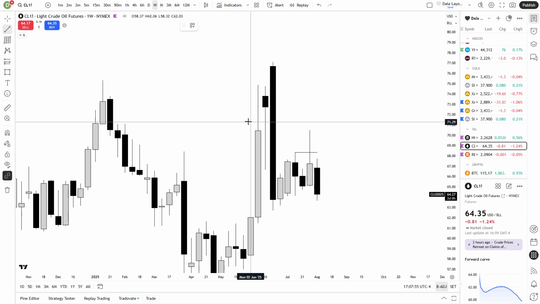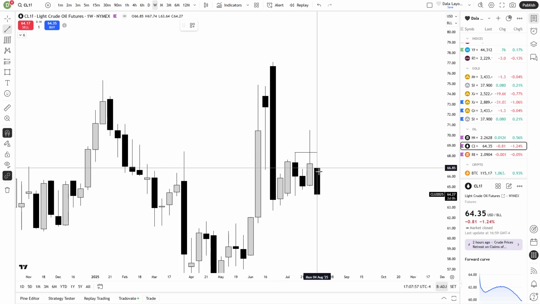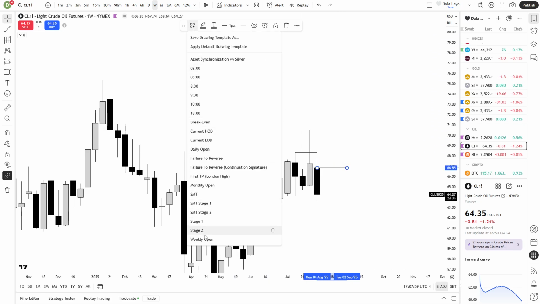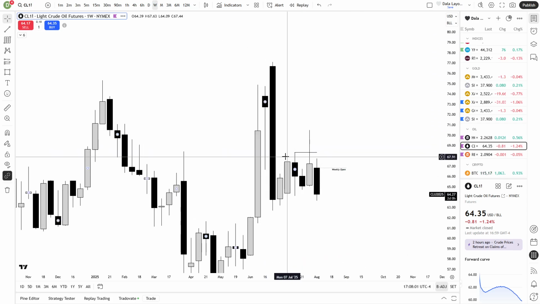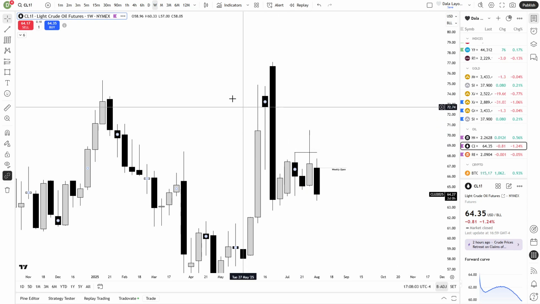But let's get right into it. So what we see right here is that we have the weekly open. So let's just mark that out. So previous week hit a weekly swing high, a relevant key target.